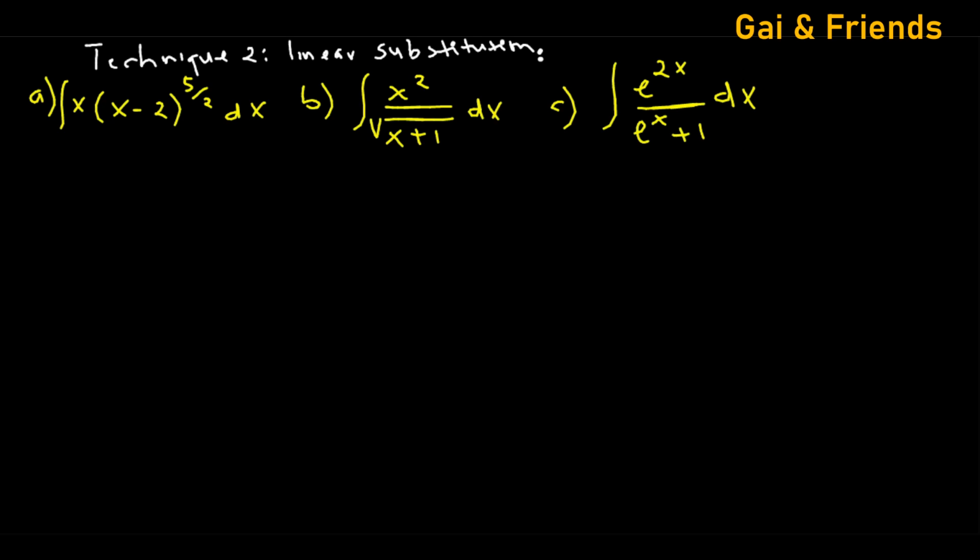In the first video, we discussed that technique, and it applies especially where you can recognize a derivative in the function. But there are cases where the derivative might not be present, that when you differentiate a function, it does not cancel out the function which is outside the bracket. So in this case, we use linear substitution to get rid of the function outside the bracket, or better still, solve it in a simple way.